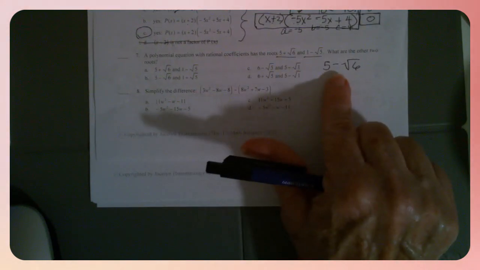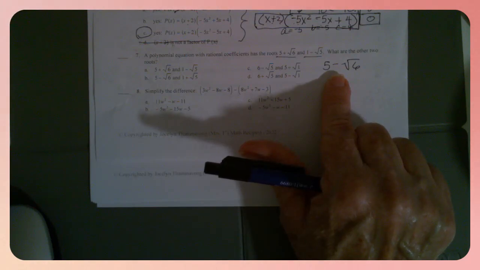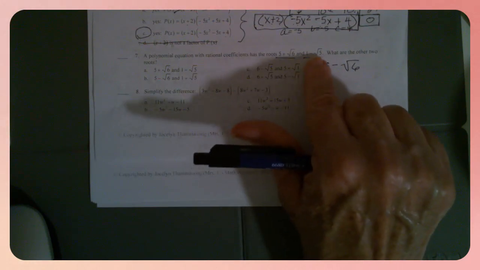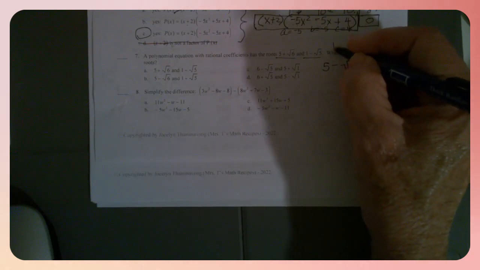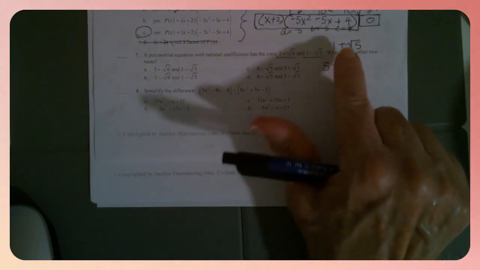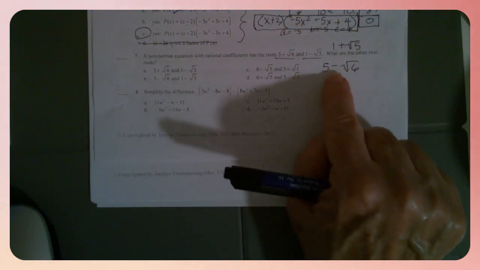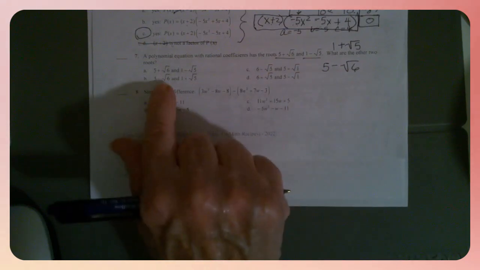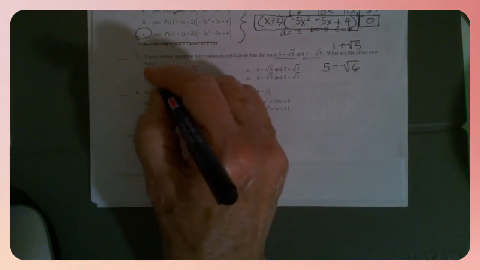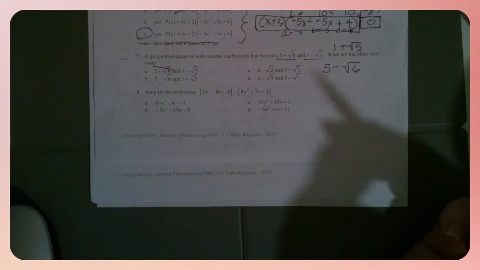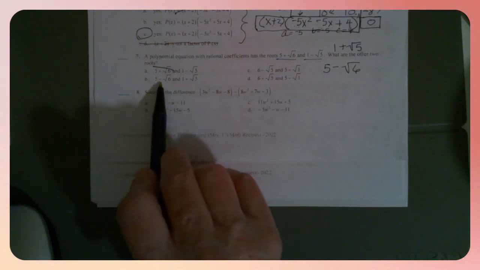5 plus or minus the square root of 6. Okay, if we have 1 minus the square root of 5, we're going to have 1 plus the square root of 5. You've seen us write these together as plus or minus. Okay, so we're going to look for 5 minus the square root of 6. So this one's out. That's 5 plus the square root of 6. 5 minus the square root of 6, and 1 plus the square root of 5.